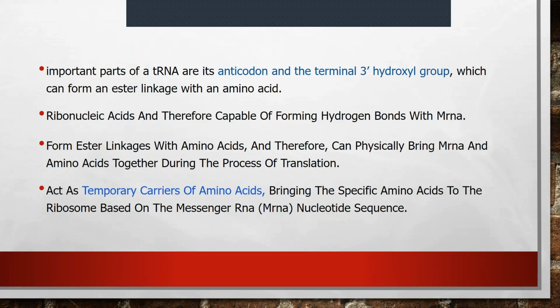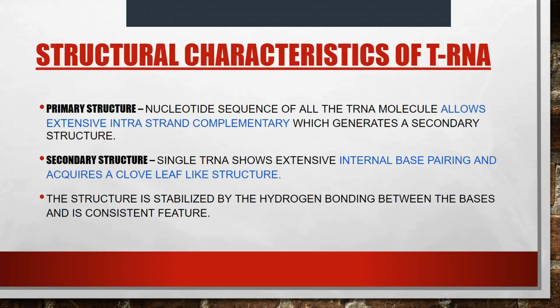The important parts of the tRNA are its anticodon and the 3' terminal hydroxyl group, which can form an ester linkage with an amino acid. They are ribonucleic acids, and they are capable of forming hydrogen bonds with mRNA. From the ester linkages with the amino acids, they can physically bring mRNA and amino acids together during the process of translation. They act as temporary carriers of amino acids, where they bring the specific amino acid to the ribosome based on the mRNA nucleotide sequence.